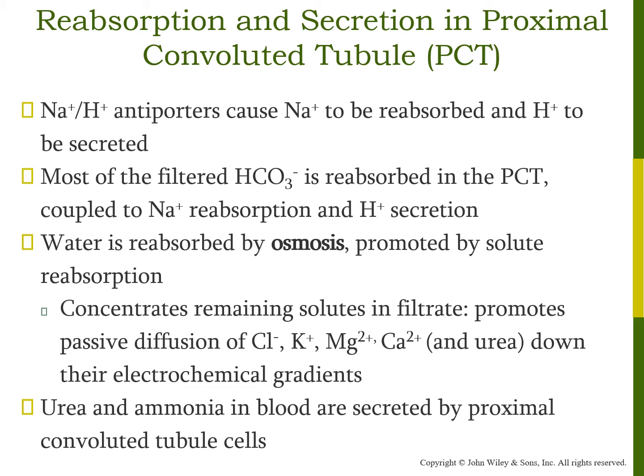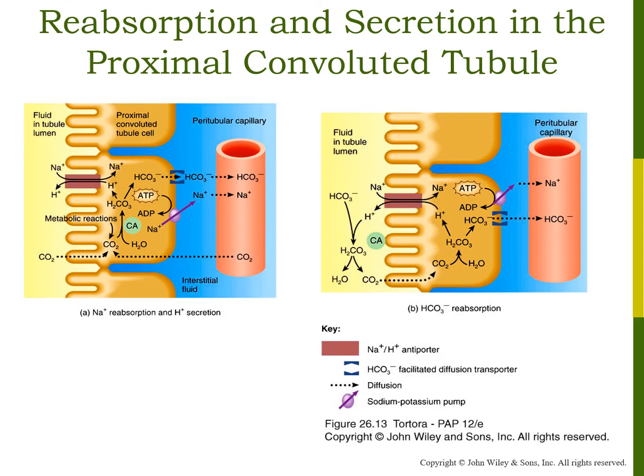Besides hydrogen, also note that urea and ammonia are secreted from the blood by the cells of the proximal convoluted tubules into the filtrate for elimination. Here we have the hydrogen and bicarbonate movements coupled to sodium reabsorption.